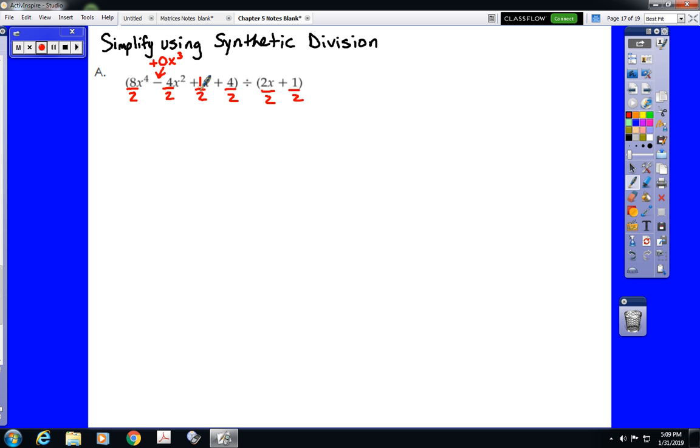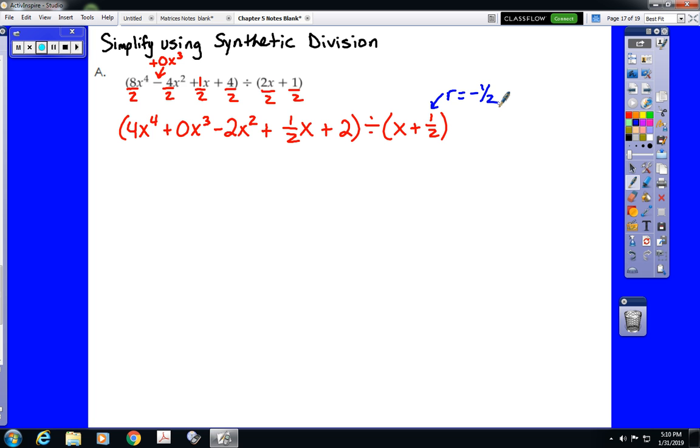Now I know what you're thinking. What about the 0? Well, what is 0 divided by anything? It's still 0. So it doesn't matter if you put the 0 in before you divide or wait till after you divide to put in the 0. Either way, you'll still have a 0 in that spot. So you should end up with 4x to the fourth plus 0x cubed minus 2x squared plus 1/2 x plus 2 divided by x plus 1/2, which means our r value is negative 1/2.